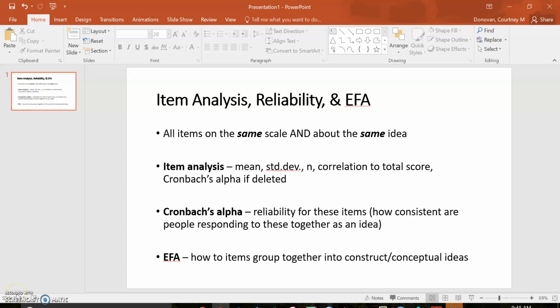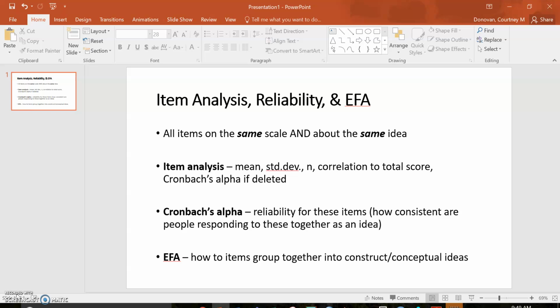Okay, so this gets a little bit confusing and I want to address it specifically. When we're looking at item analysis, reliability, and exploratory factor analysis, EFA, we're doing different things, but it's all kind of about the same idea. Specifically, what you need to remember is that when we do these analyses, all of the items have to be on the same scale and about the same idea. And we want all of our reverse coding done prior. So we want everything worded and coded in the same direction.